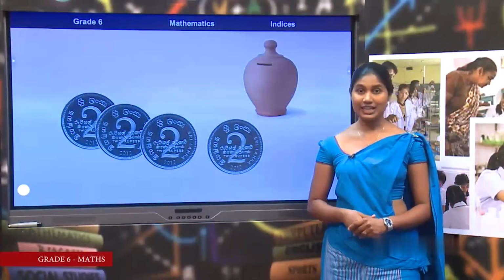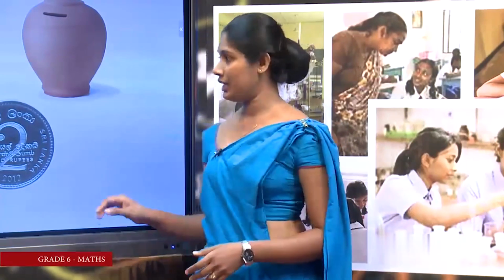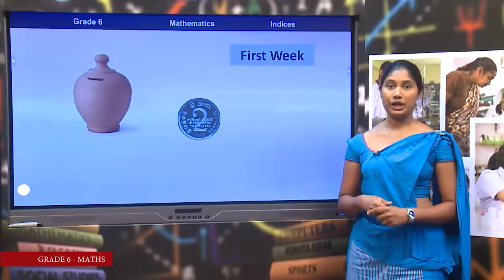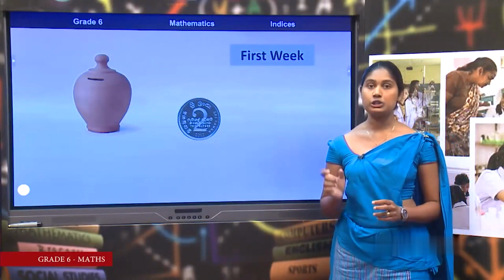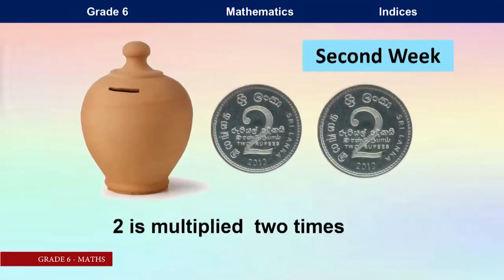Before starting the lesson, I am going to tell you about a till. I have a till and I am going to collect money in this till. I am going to collect 2 rupee coins weekly. Let's see. First week, I am going to collect only one 2 rupee coin. Second week, I am going to collect twice of the first week.